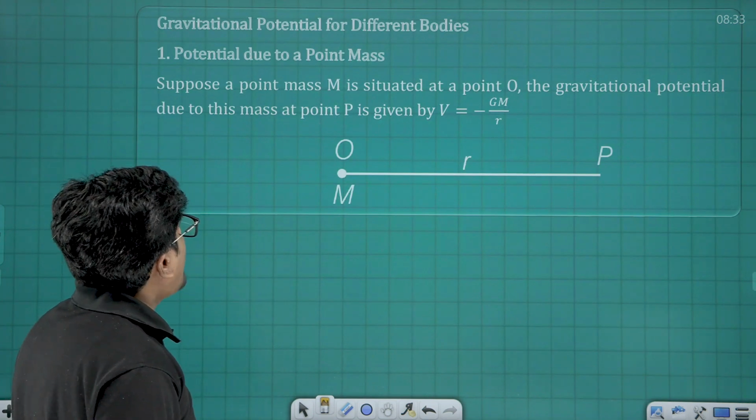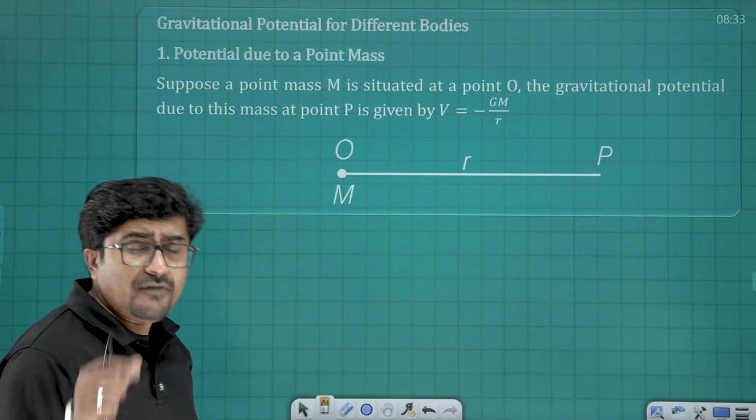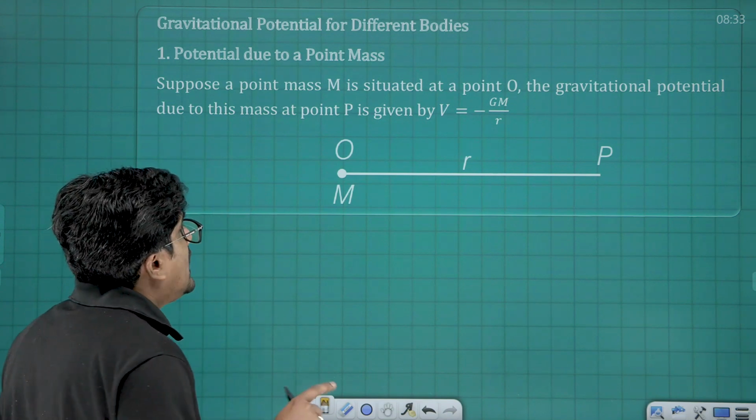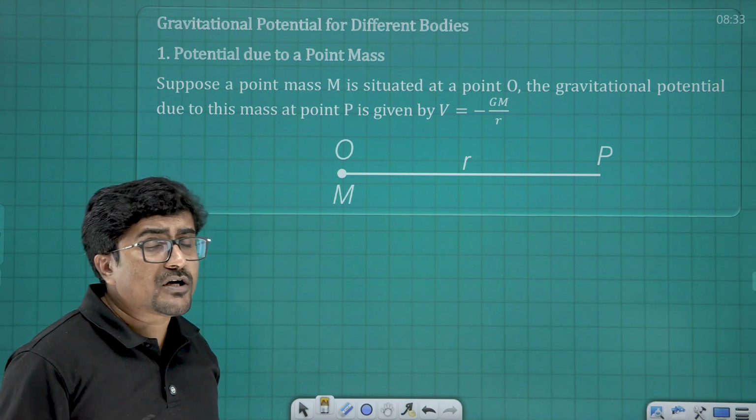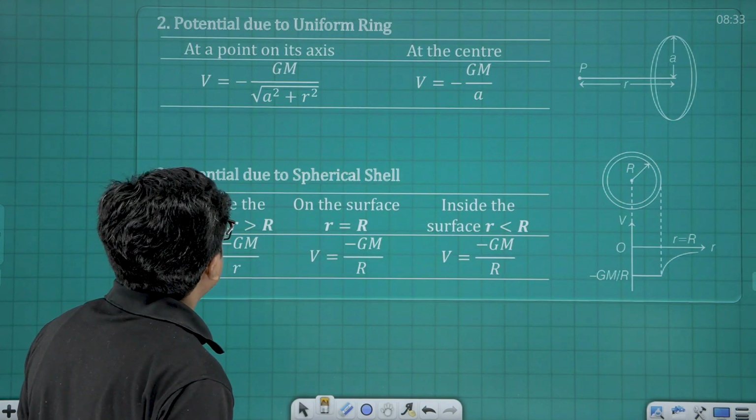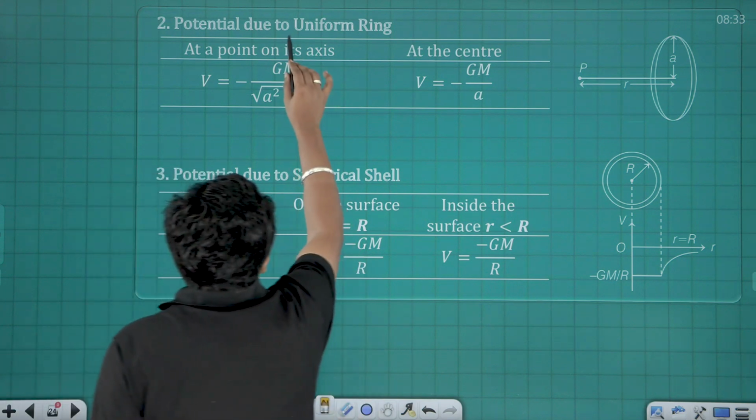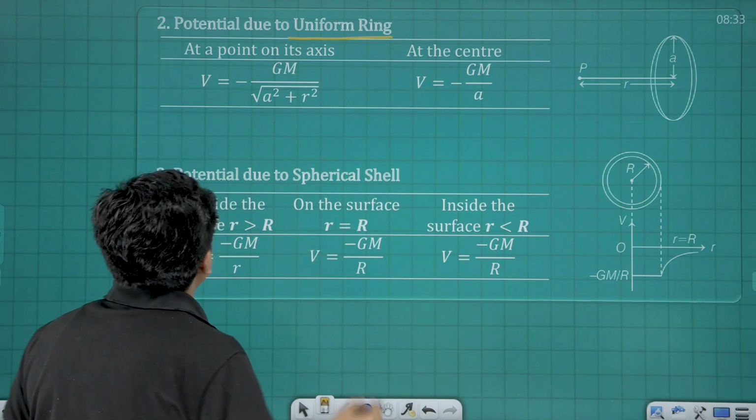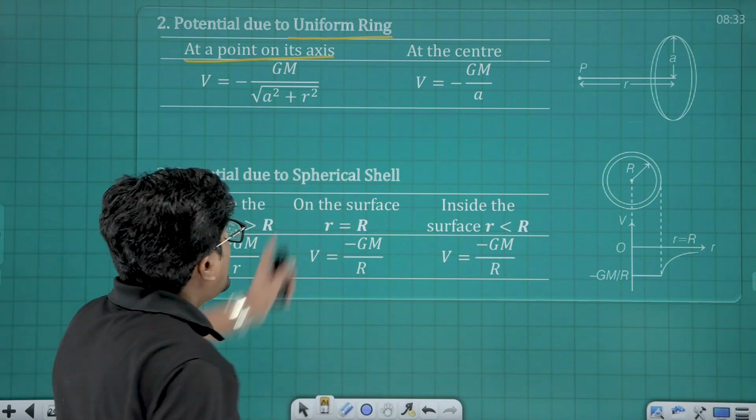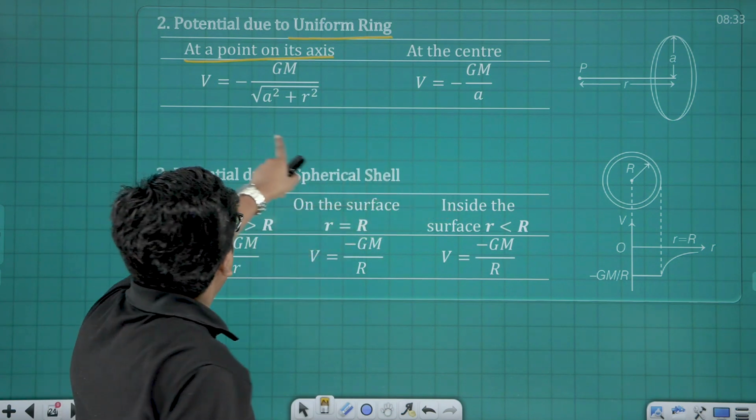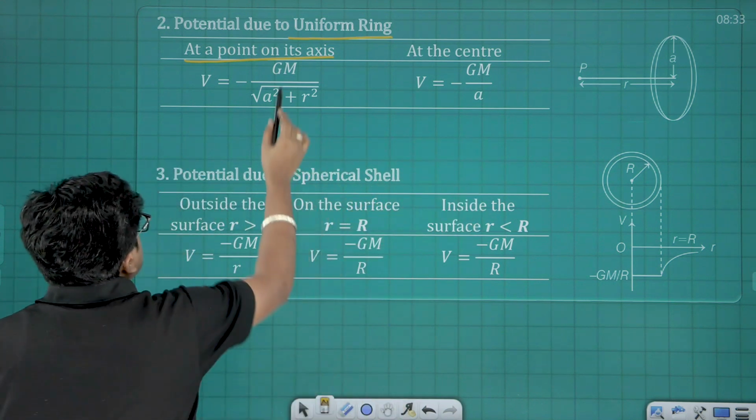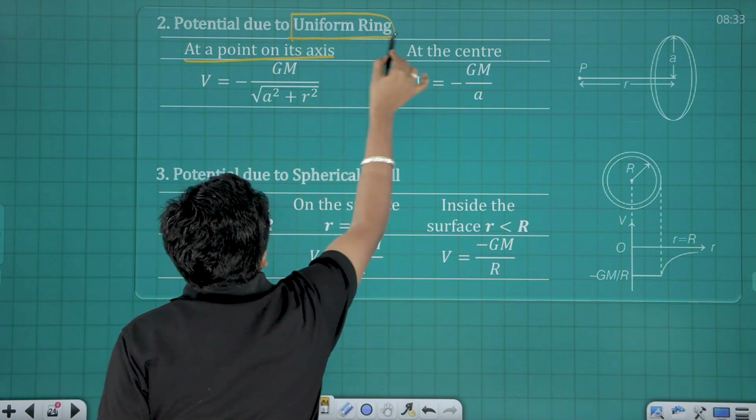Next is gravitational potential for different bodies. The way we discussed about gravitational field intensity for different bodies, here we are going to discuss about gravitational potential for different bodies. Again, this is very important. So the first one is due to uniform ring. Okay, so here we are going to take it at a particular point, I mean at a distance of small letter r, and another one we are going to take it exactly at the center. Don't forget, this is a case of ring, uniform ring.